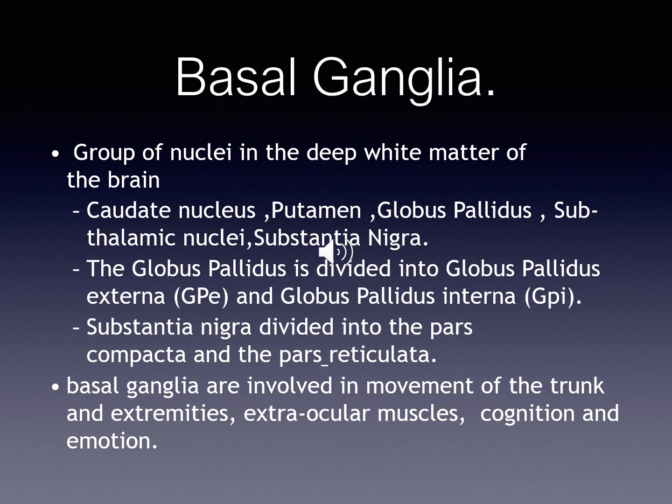To understand Parkinson's disease and other movement disorders, we have to understand the anatomy of the basal ganglia. So basically, the basal ganglia are a group of nuclei that are seated deeply in the brain in the white matter. The basal ganglia include the caudate nucleus, the putamen, globus pallidus, subthalamic nuclei, and substantia nigra. The globus pallidus is divided into globus pallidus externa and globus pallidus interna. Substantia nigra is divided into pars compacta and pars reticulata.